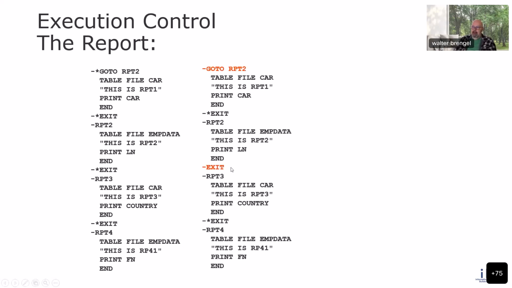And notice we also uncommented the exit. So it's going to jump from the first line to the dash RPT2 line, run table file, run report 2, and then it's going to stop. So this is a way for you to control where in your code things are going. I generally will put a dash skip and a dash go to skip.